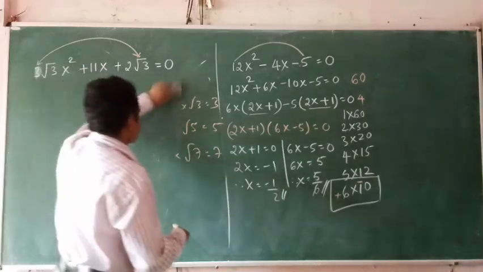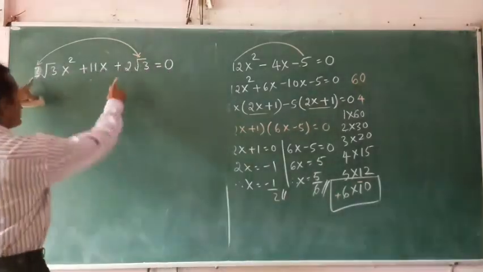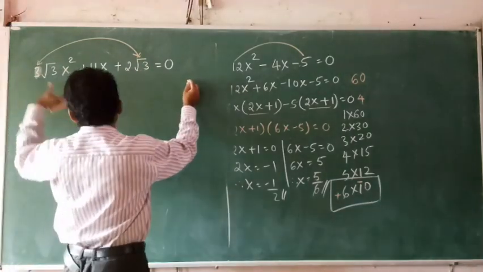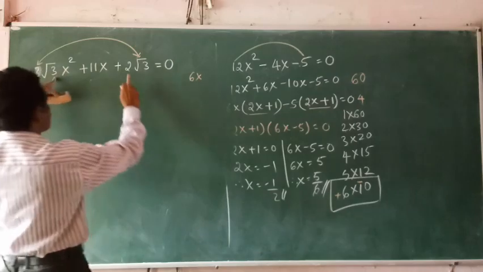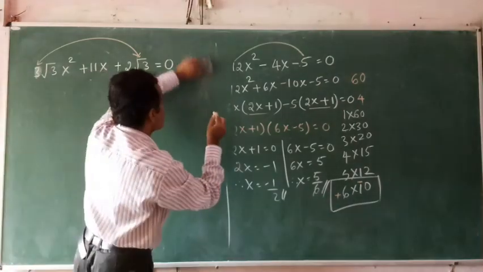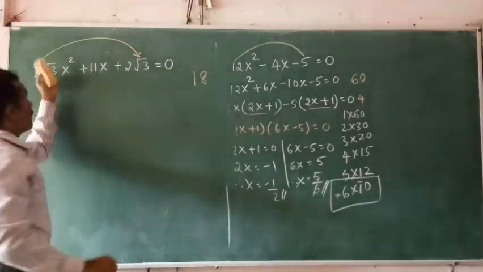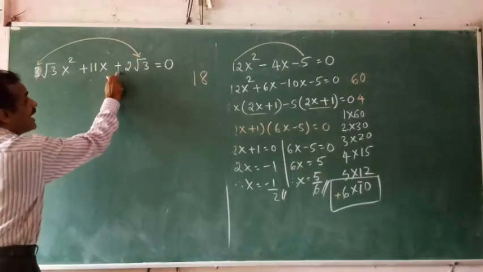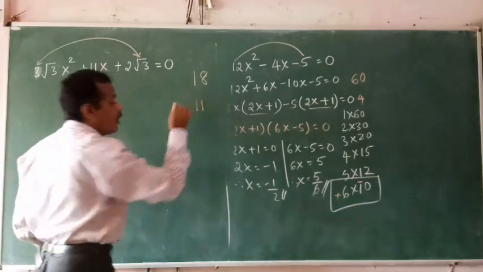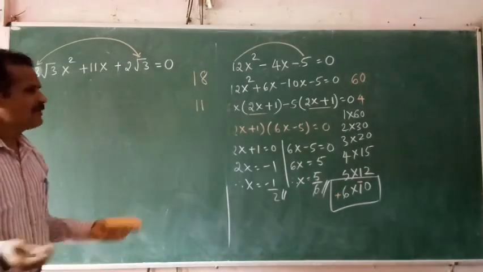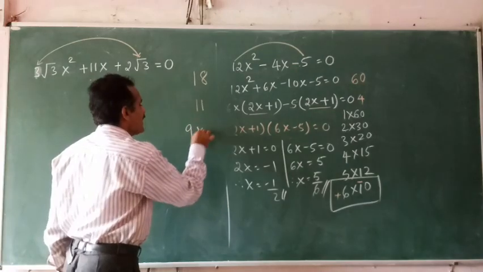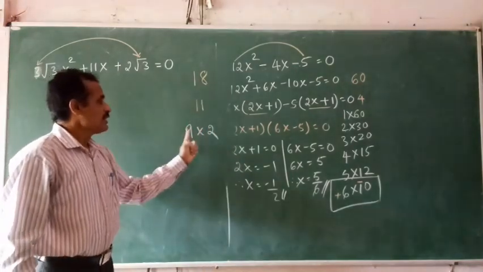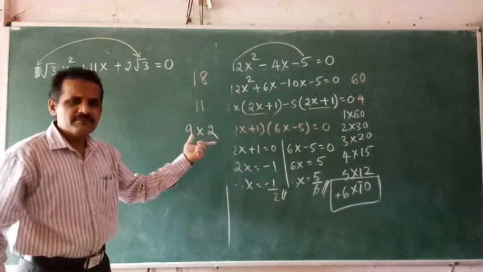Okay? Now, see here. 3 2s are 6. Root 3 into root 3 is 3. That means 6 3s are 18. After multiplying, you should get 18, and on adding, you should get 11. Very simple. The middle terms are 9 and 2. See, 9 2s are 18. 9 plus 2, 11. Which sign?